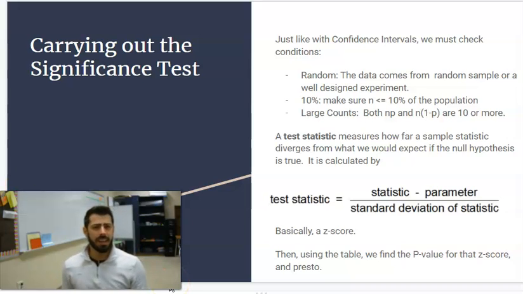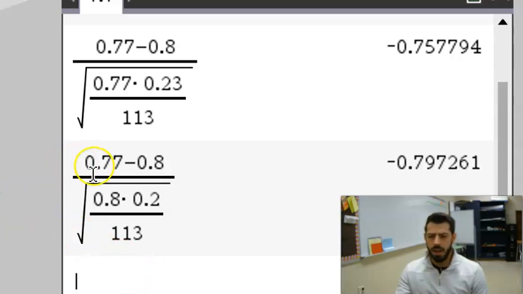Now, that seemed like a lot, right? Finding all that seems kind of tedious. There was an easy way to do confidence intervals. Isn't there a way to do significance tests in the calculator? Of course there is. So, just like before, you have to remember a few key important things, right?